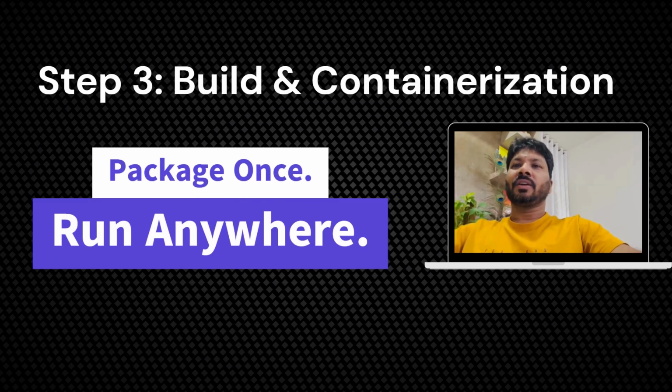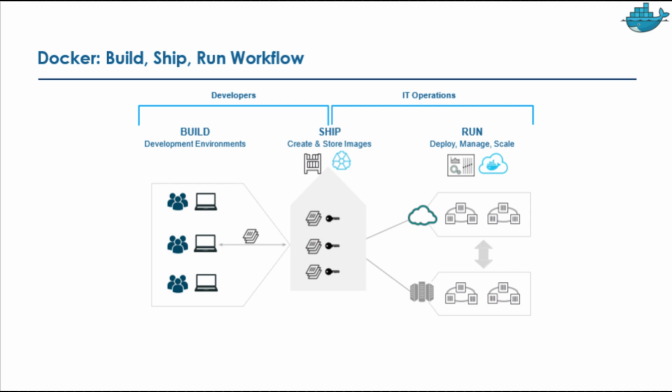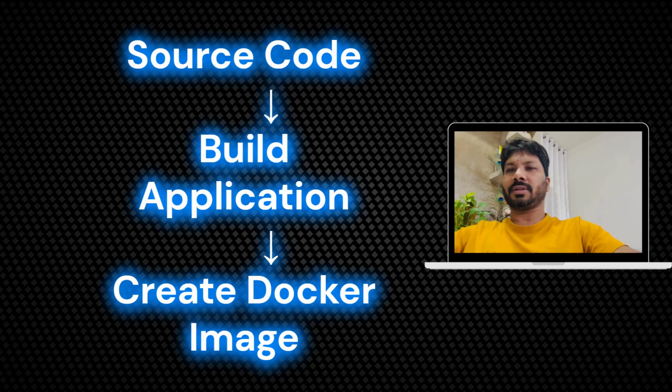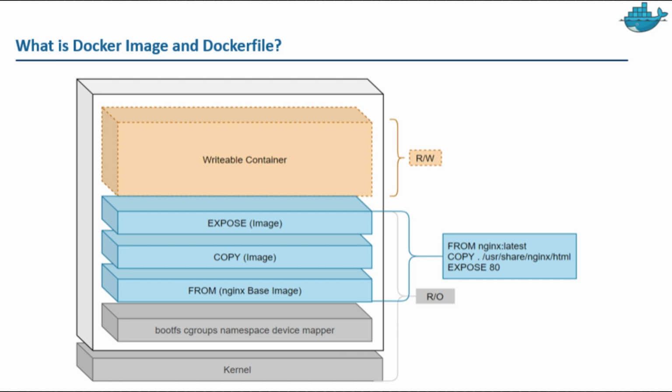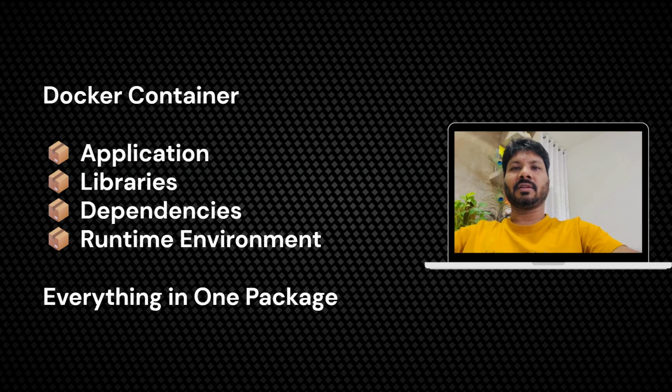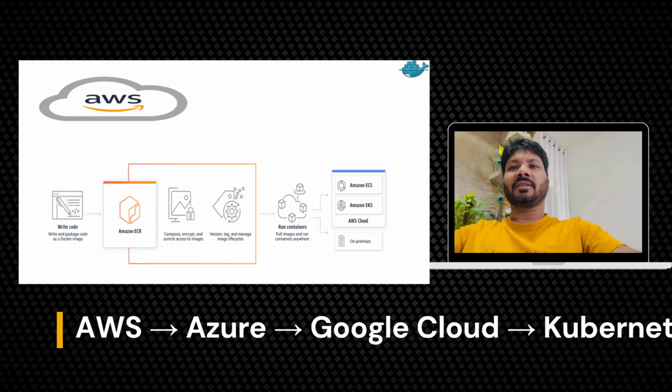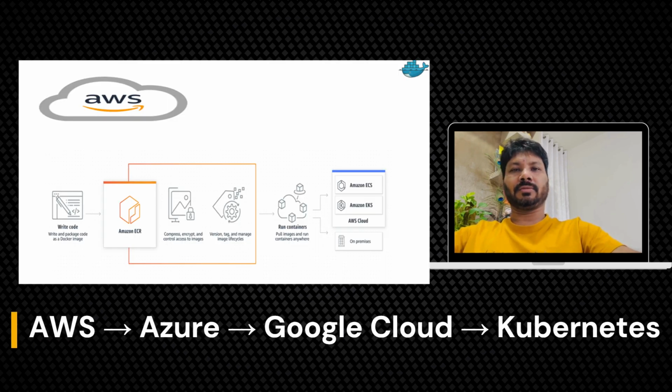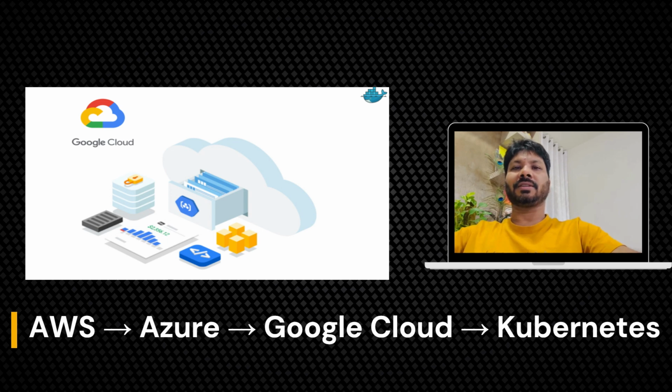Step 3. Build and containerization. Once everything passes, the application is packaged. Today, most organizations package applications using Docker containers. Imagine putting your application inside a perfectly sealed shipping container. Inside that container is your application, libraries, dependencies, runtime, everything required to run successfully. Whether the container runs in AWS, Azure, Google Cloud, or Kubernetes, it behaves exactly the same.